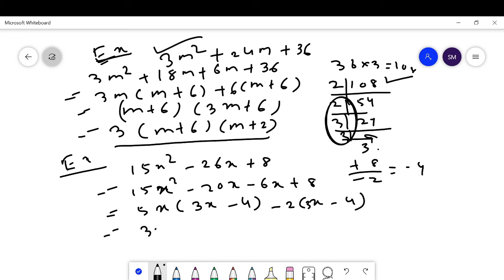Then 3x minus 4 is the common factor. Then here is 5x minus 2. This is the factorization form of the given algebraic expression.